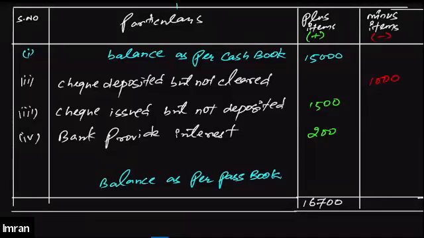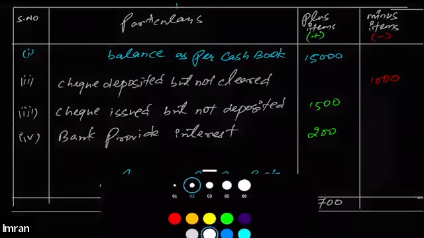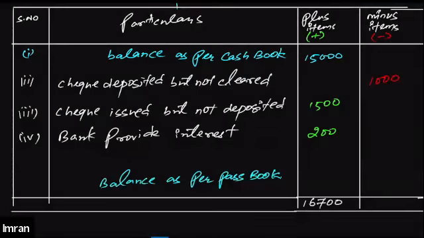16,700, right? And now I will be subtracting 1,000 out of it. Subtracting 1,000 out of 16,700, we will be left with a balance of 15,700. So after subtracting the minus side out of the plus side, whatever balance we receive will be considered as the balance of the passbook. So the balance as per passbook will be 15,700.